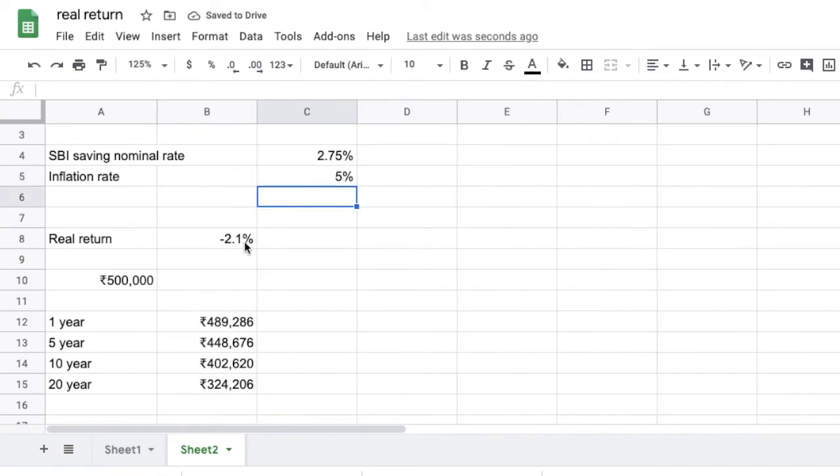Now even if you consider an inflation rate of 5%, then also your real return would be minus 2.1%. And in that case, by end of first year, your 5 lakh would be 4.89 lakh and after end of 5 years, it would be 4.48 lakh. By the end of 20 years, your 5 lakh would be 3.24 lakh.